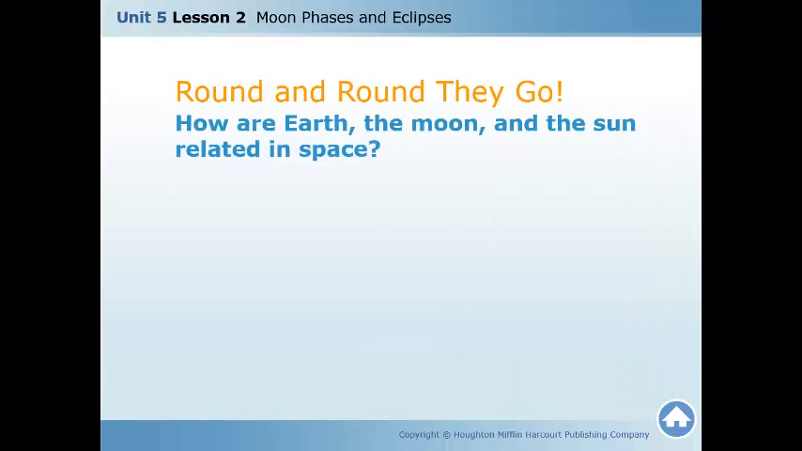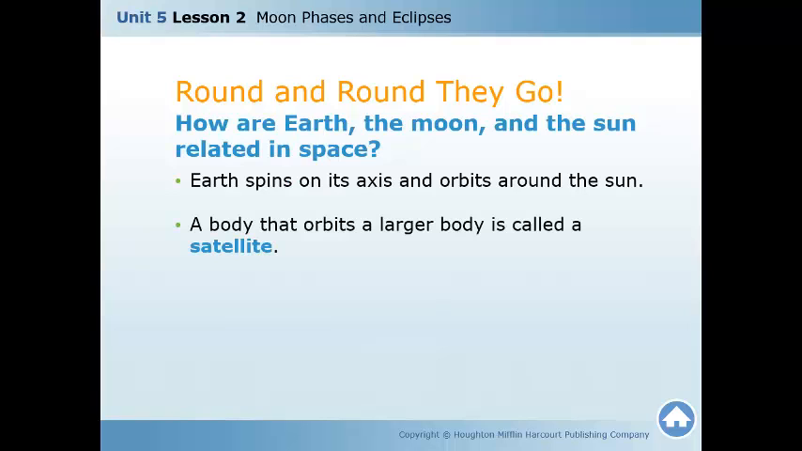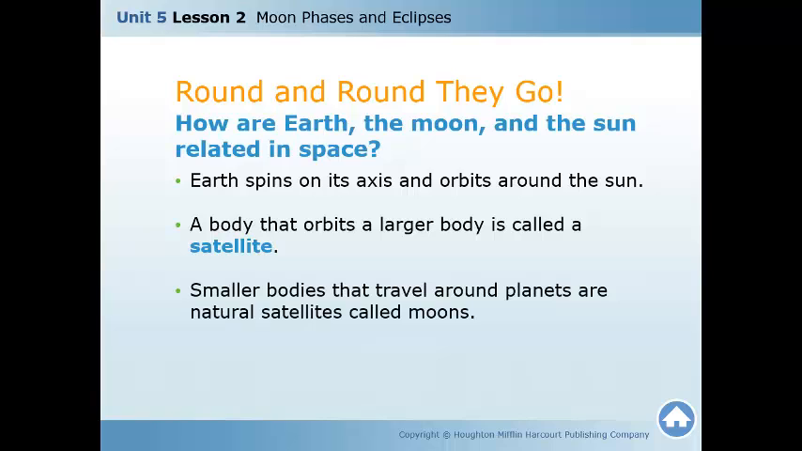Round and round they go. How are Earth, the moon, and the sun related in space? Earth spins on its axis and orbits around the sun. Any body, we've talked about this in class before, any body that orbits a larger body in space is called a satellite. Smaller bodies that travel around planets are natural satellites and are called moons.